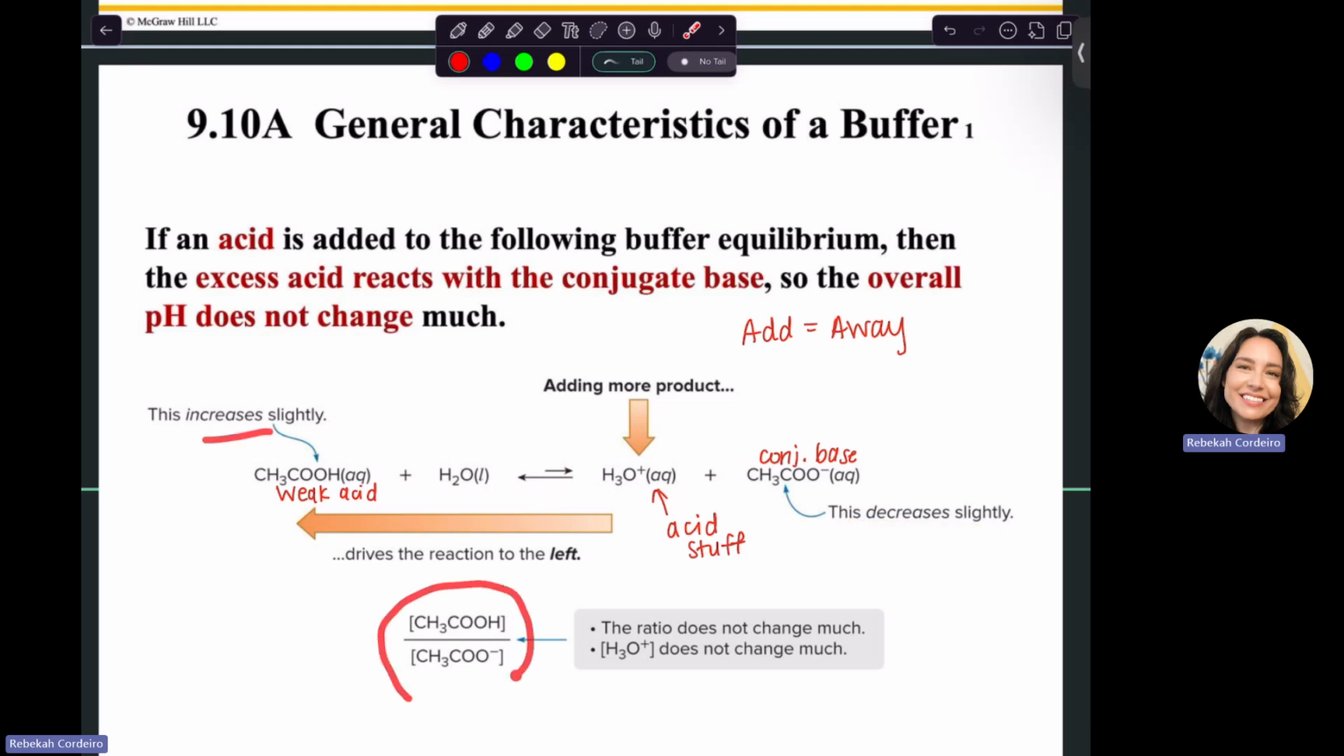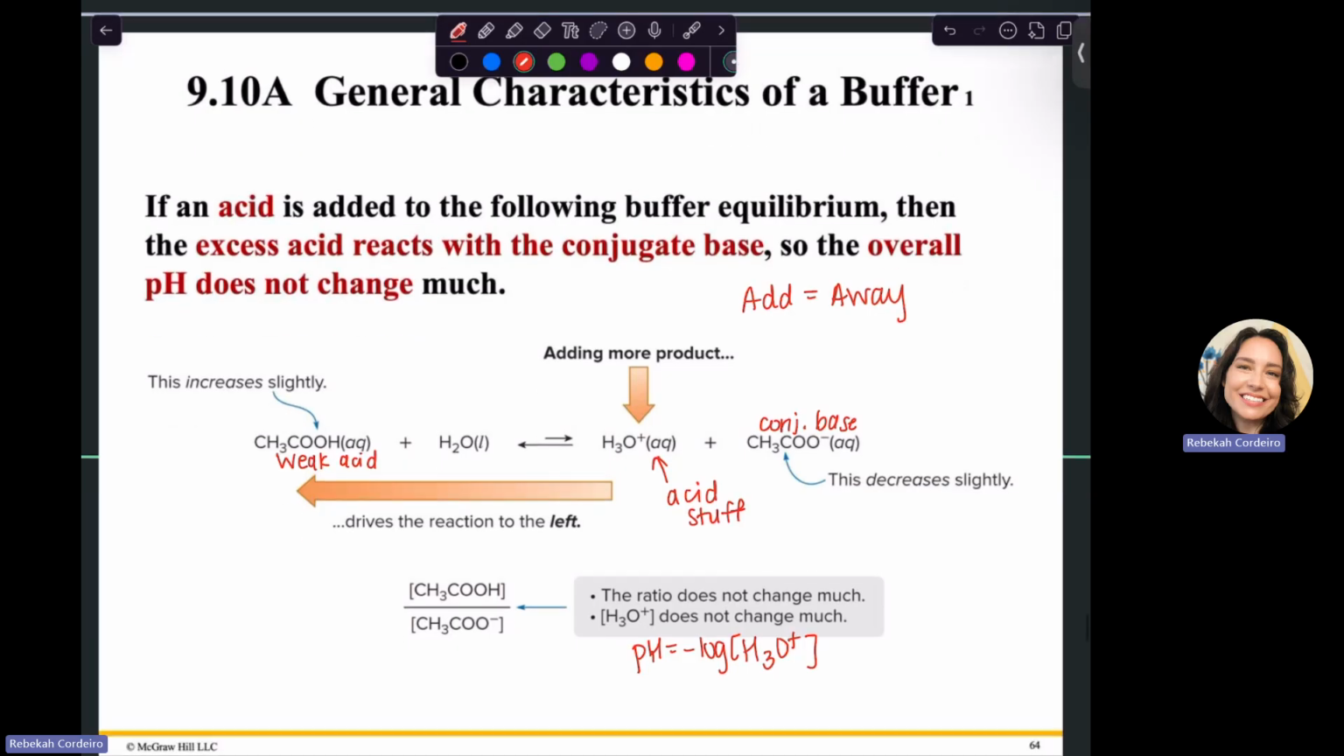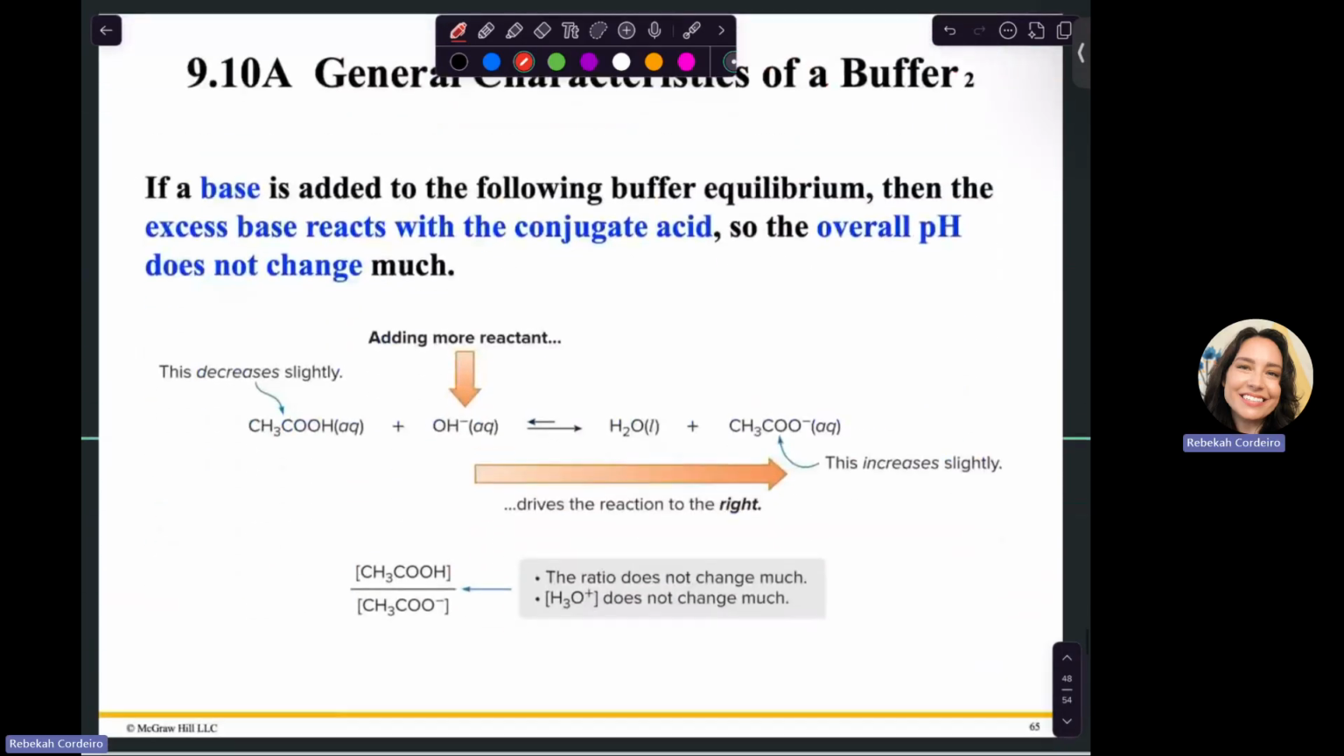And so because this is going down a little bit and this is going up a little bit, the ratio does not change very much. My acid-base ratio does not change very much. And so this does not change very much. And if this doesn't change very much, the pH doesn't change very much. So these things are all related. So hopefully you can recap your equilibrium and so you understand all those equilibrium changes, Le Chatelier's principle, and that stuff. What happens if we add a base?